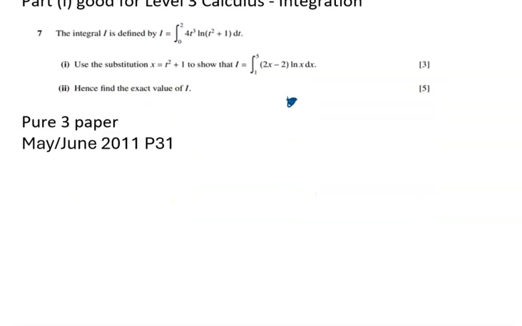Okay, so when we're doing substitution, what we're trying to do is to switch every single thing in the integral over to the new variable. So we'll start off with I is equal to the integral from 2 to 0. Just write it out again and have a look.